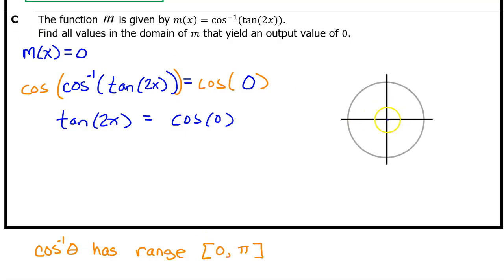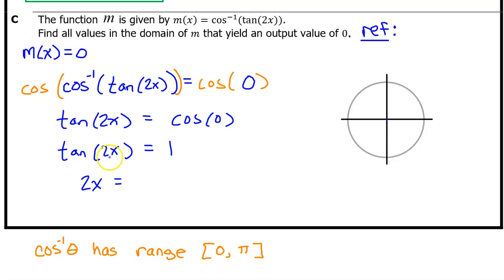Here's a unit circle. 0 is right here on the unit circle, and cosine is the x value on the unit circle. The radius is 1, so this is the point (1, 0), and cosine is the x value. So the cosine of 0 is 1. So making that substitution, we have the tangent of 2x is equal to 1.